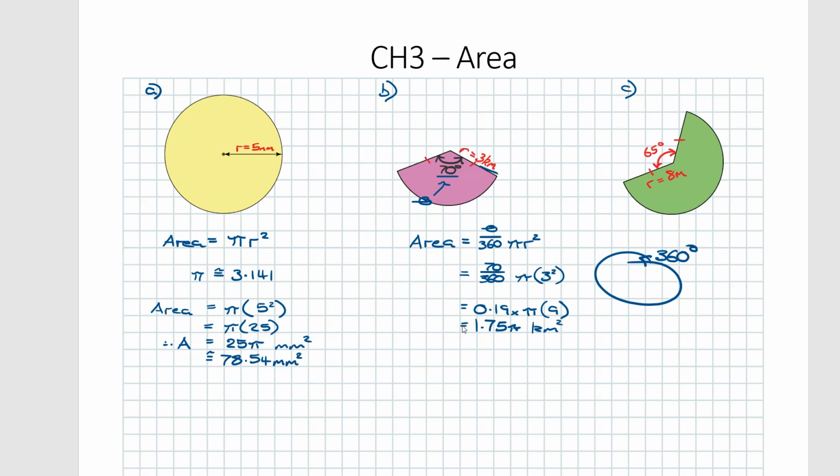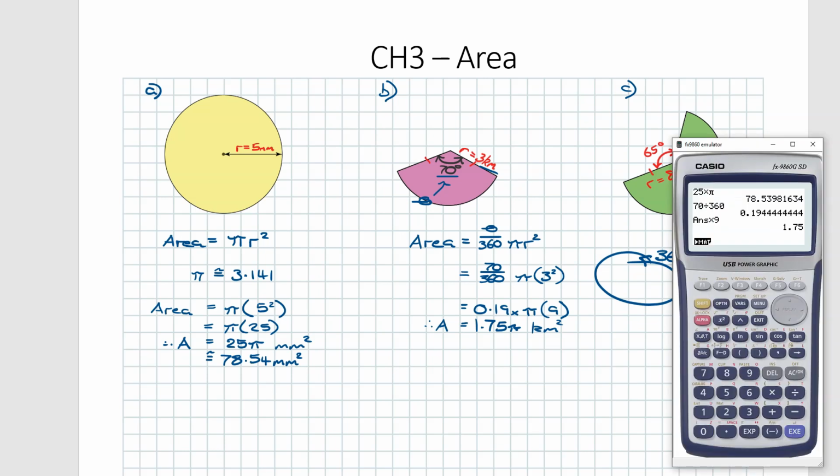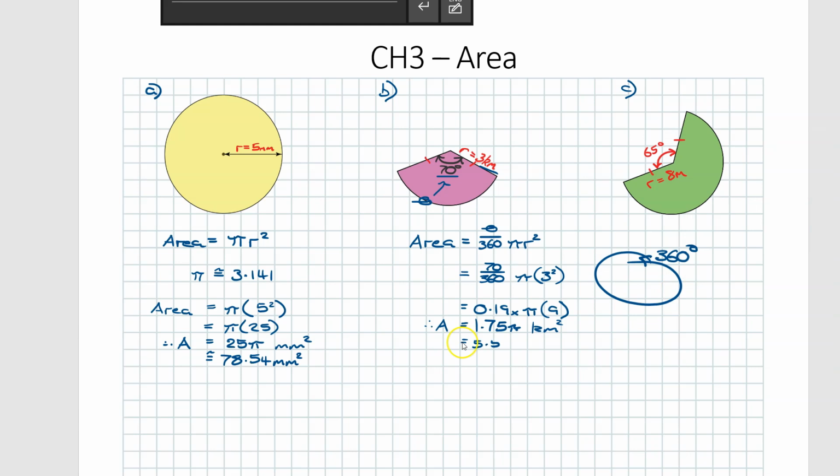Now again, if we wanted to go a little bit better and get a rough estimation without using pi, we can go shift pi times 1.75, and that's going to come out as 5.497, so 5.50 kilometers squared. Awesome.